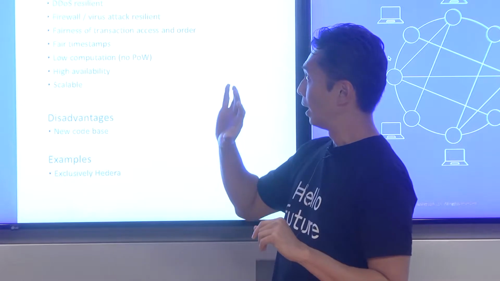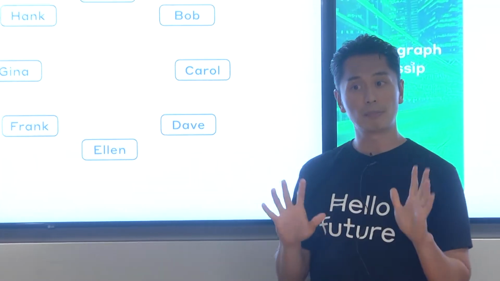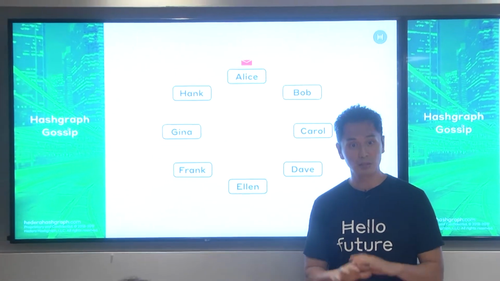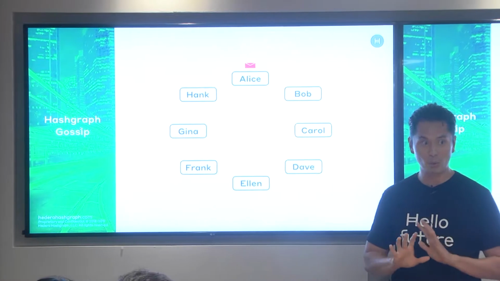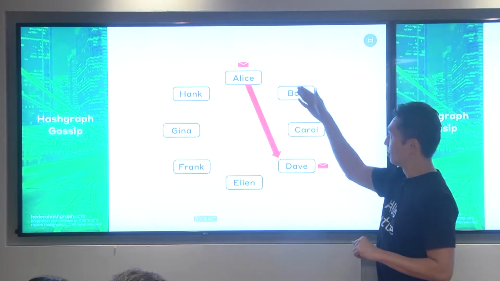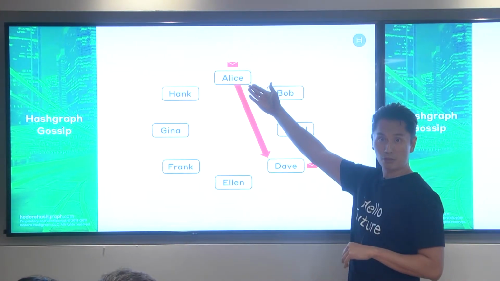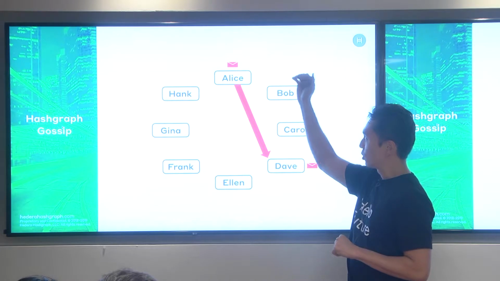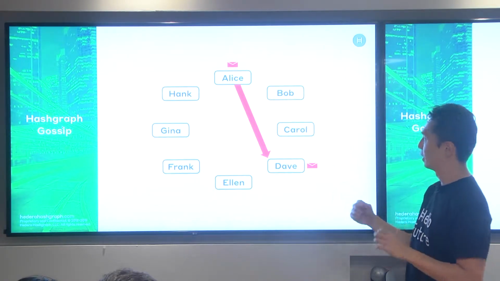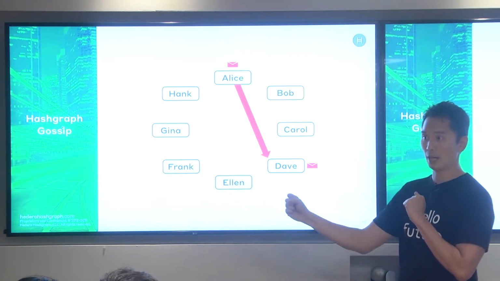Now, in the next set of slides, I'm going to talk about how the Hashgraph consensus algorithm works. It's actually quite simple and quite brilliant. So these are all nodes in the network. Alice creates the red transaction. She picks another member of the network randomly, in this case Dave, and she gossips the transaction out to Dave.